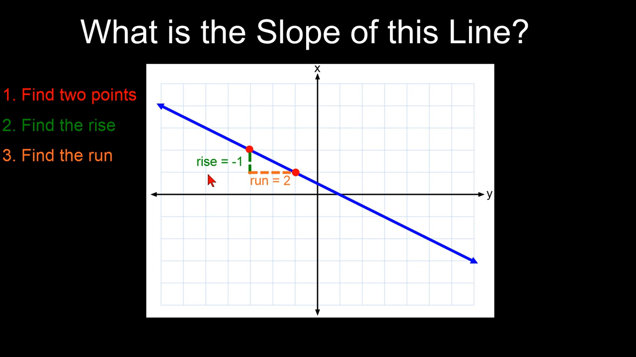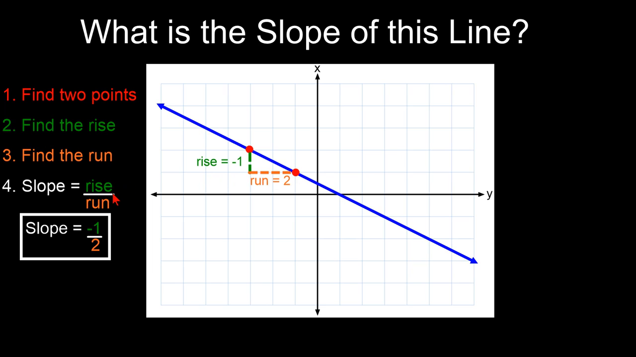Then remember our equation. Our slope is the rise over the run, so we plug those in. Rise is negative 1, run is 2, and that's our slope. Slope is negative 1 over 2 of this line.